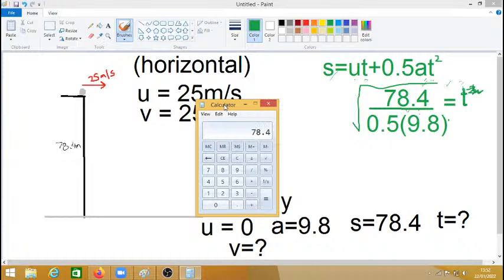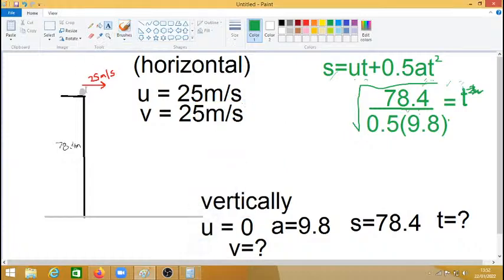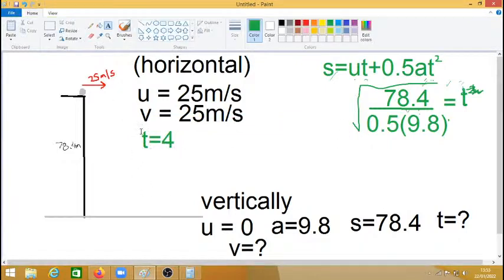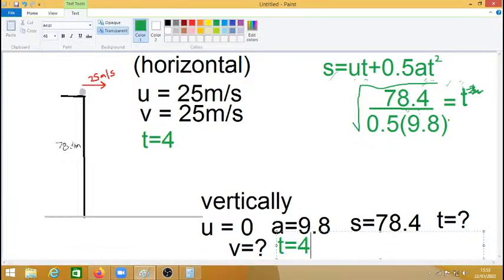Okay, 78.4 divided by 0.5 times 9.8 and square root that, and you get 4, which is fantastic. So we now have figured out how long it takes to hit the ground. That is a time of 4 seconds. Notice that if it's going to take 4 seconds to hit the ground, then that's still 4 seconds whether we look at it horizontally or vertically. Time is time. You don't really look at time horizontally or vertically. It's the same thing. So we can say time is 4 whichever way you look at it.